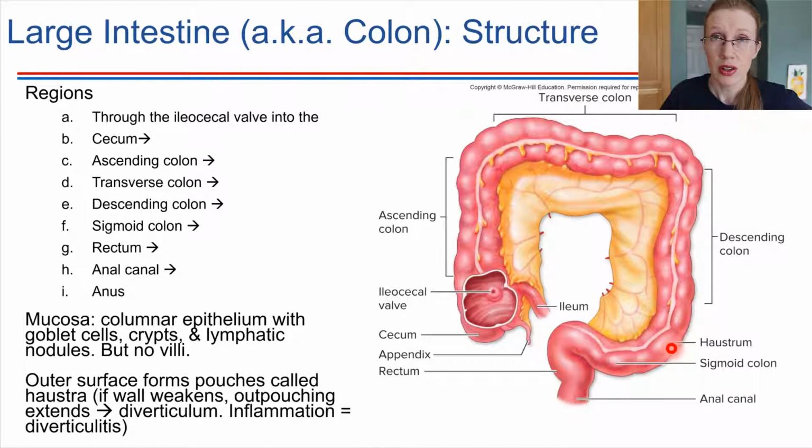If the wall of the large intestine weakens over time for some reason, those haustra may start to bulge, and then it's called a diverticula. Diverticula can be problematic. They can be sites where perhaps food gets kind of stuck, and that can lead to inflammation. That can lead to problems. That's called having diverticulitis. This is something that eating a high fiber diet really helps with. It helps to prevent the development of diverticulitis.